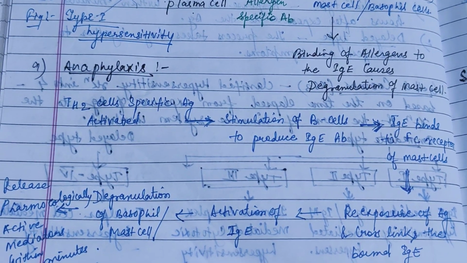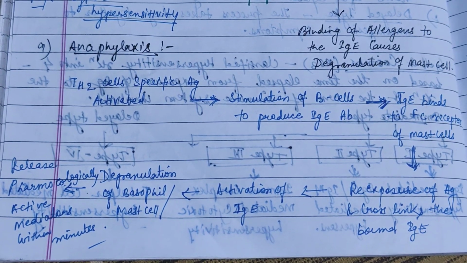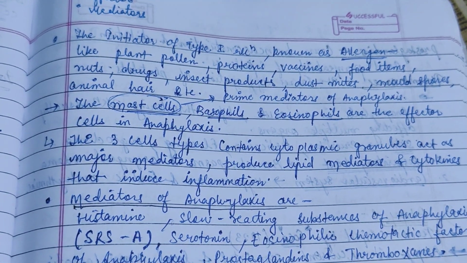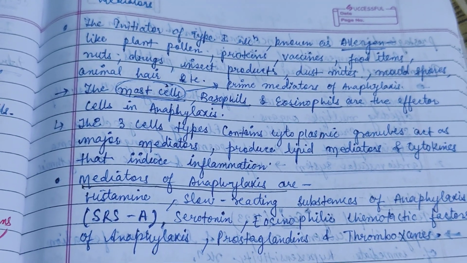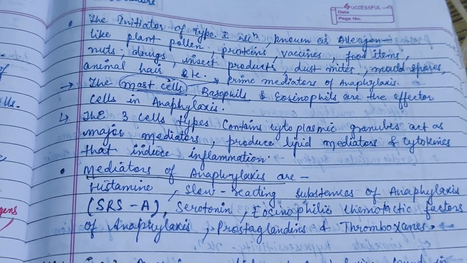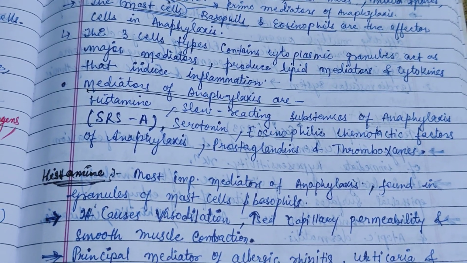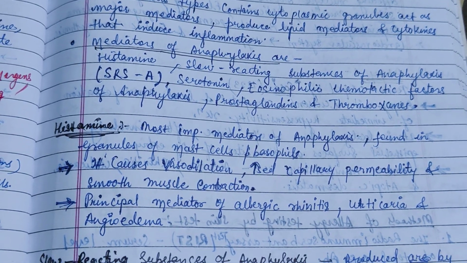Now the first part of type 1 hypersensitivity, anaphylaxis, the flowchart is here. The mast cell, which is also called the prime mediator of anaphylaxis, the basophils and the eosinophils are the effector cells in anaphylaxis. These three cell types contain cytoplasmic granules, act as mediators, and produce lipid mediators and cytokines that induce inflammation.